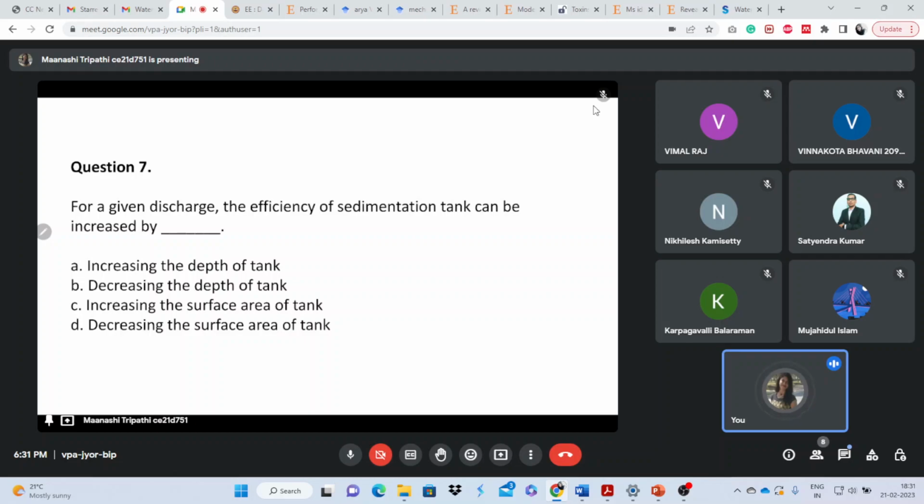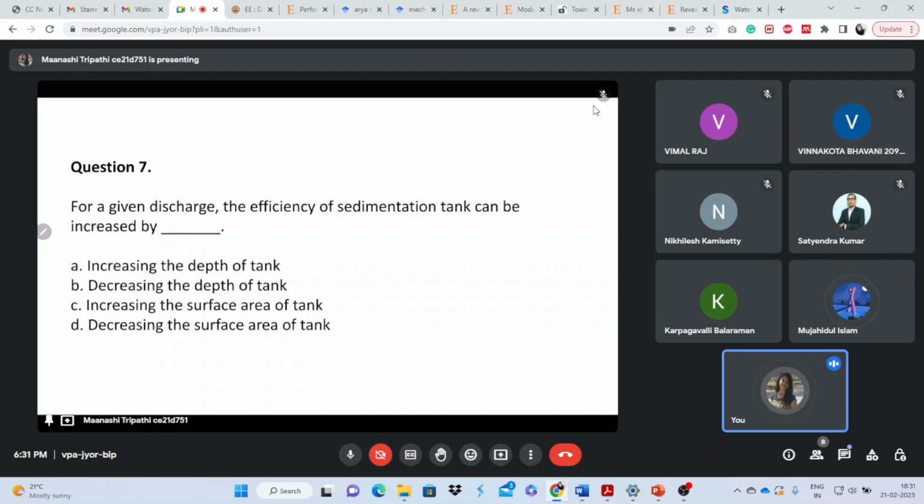Let's move towards the next question. For a given discharge, the efficiency of a sedimentation tank can be increased by... So these are four options by which we can increase the efficiency of a sedimentation tank. Please try to solve this question.